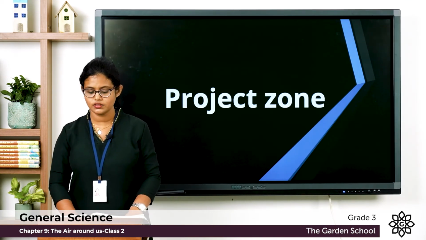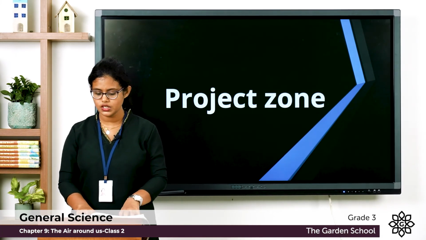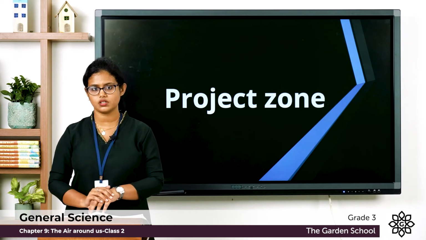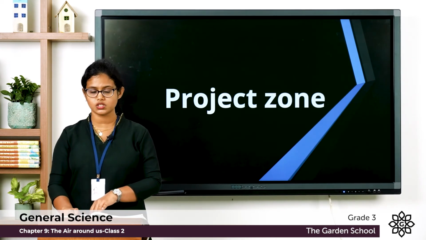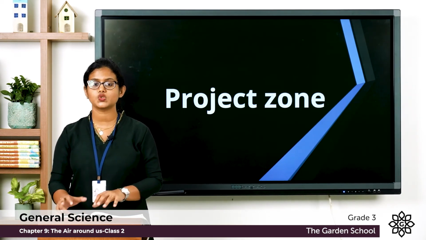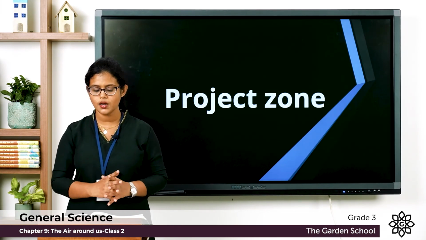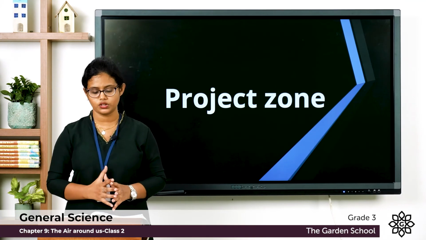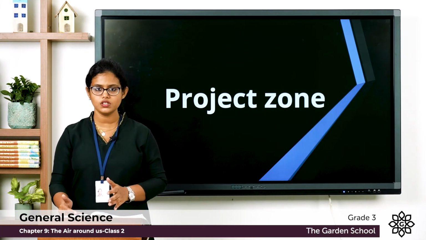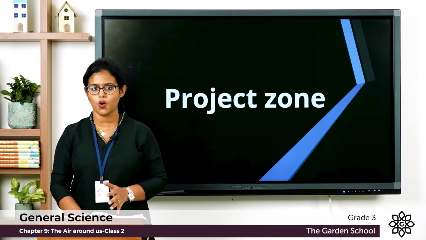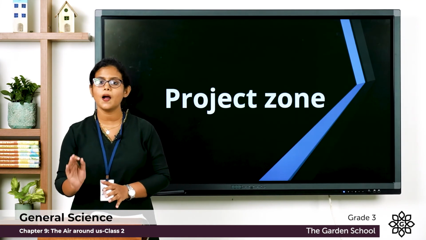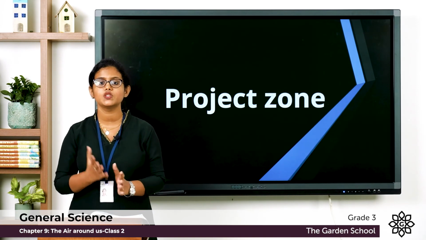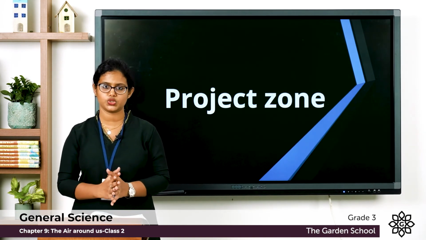The next one is the project zone. What you have to do here is, you have to make a poster urging people to help reduce air pollution. For that, you need to include the following points. So 5 points are given and you need to include these points and make a beautiful poster urging people to reduce air pollution.